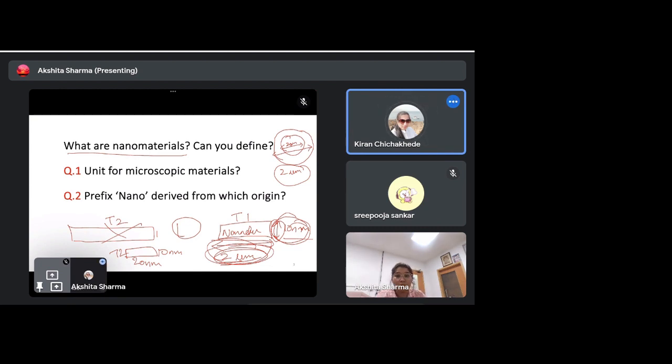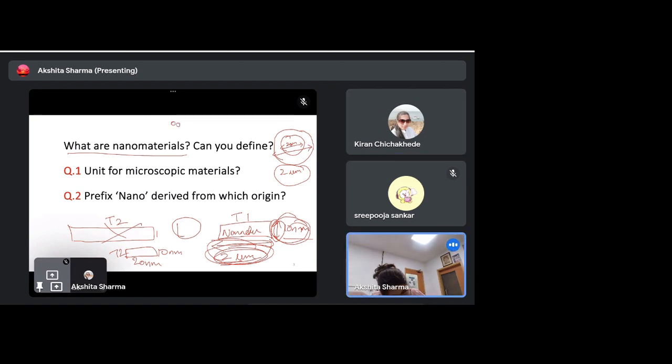2 micrometer and I think it is a nanomaterial. You're not sure? No, it is a nanomaterial. The definition says at least one dimension should be in nanometer. So it is a nanomaterial. Okay.